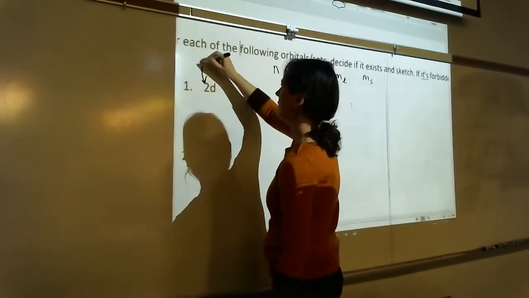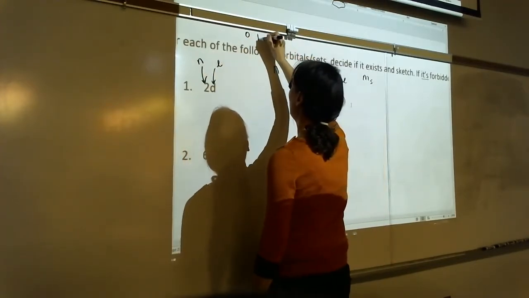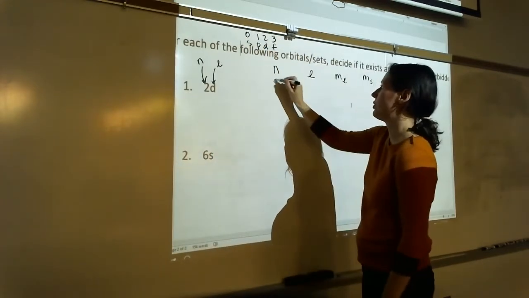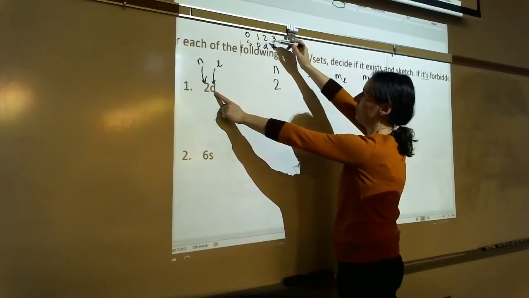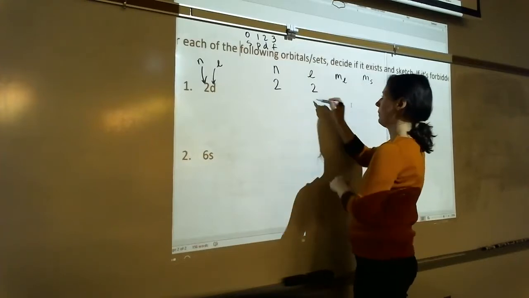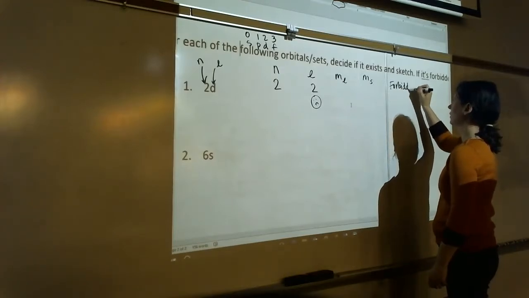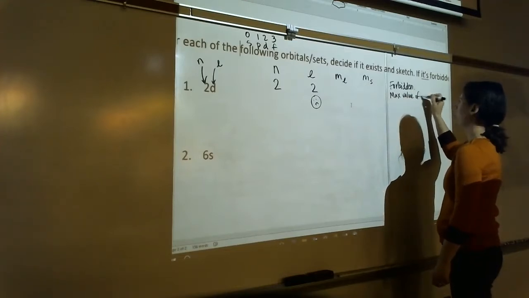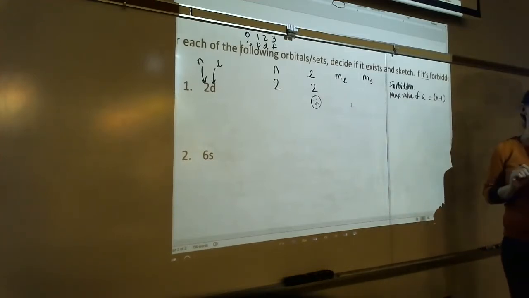So this is the value of N, this is the value of L. And don't forget our little thing we have to commit to memory: 0, 1, 2, 3, S, P, D, F. So for N equals 2, and this is a d orbital, what's the value of L? 2. Is that allowed? No. Why is this forbidden? The max value of L is N minus 1. If N equals 2, L cannot equal 2.